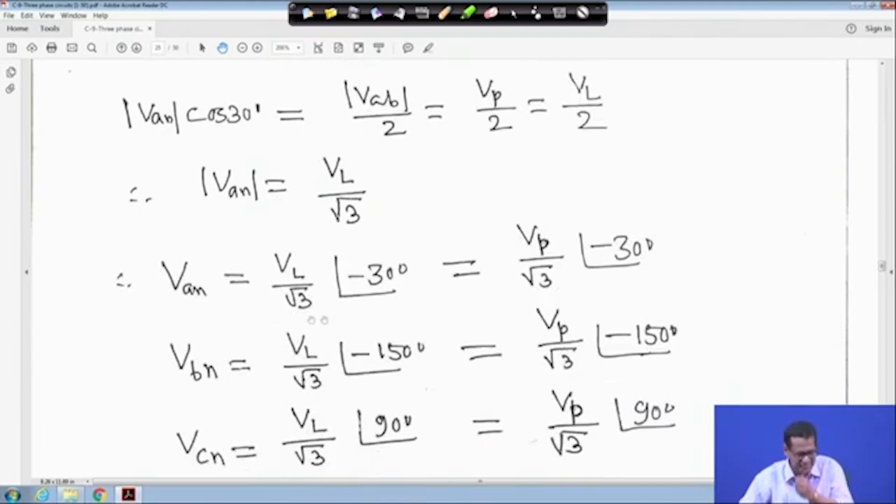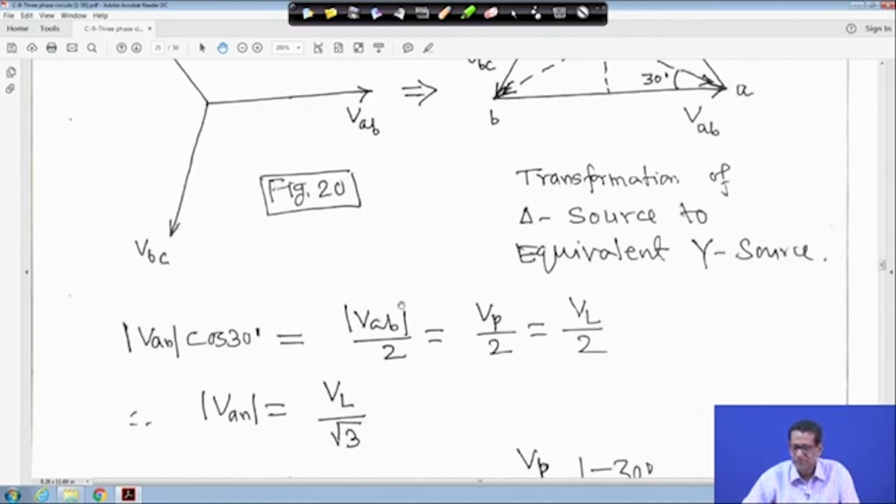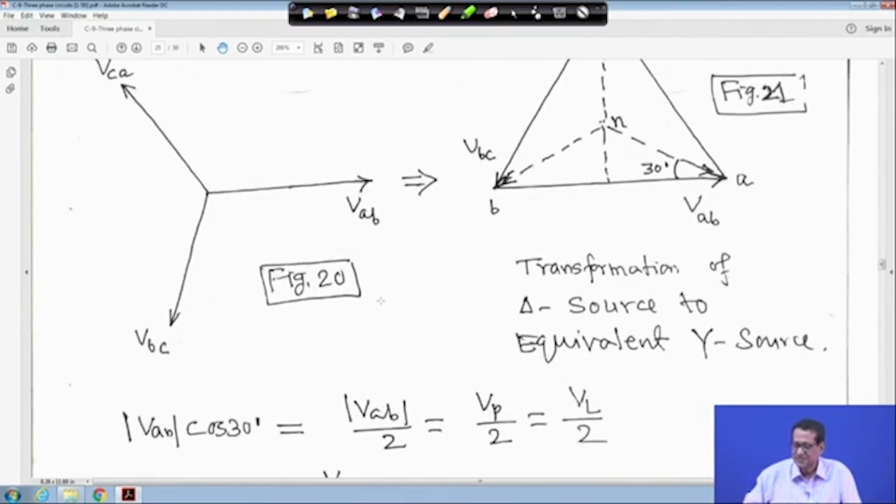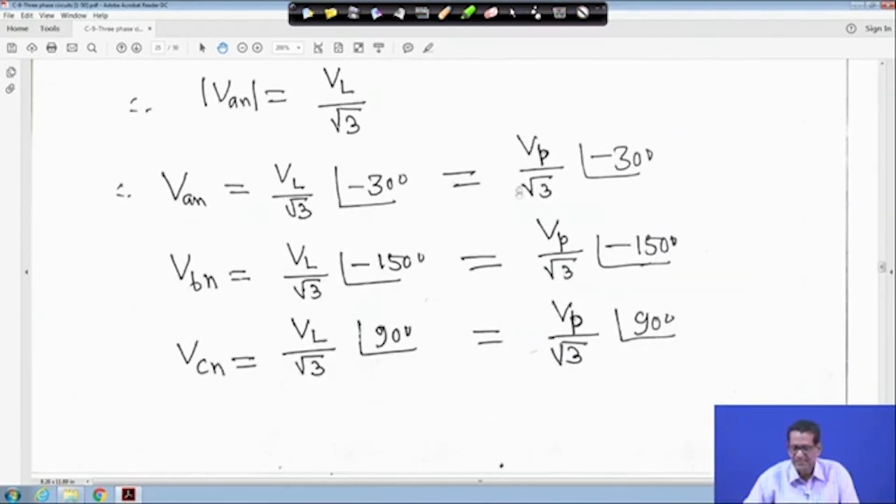Therefore, we can write VAN is equal to VL upon root 3 angle minus 30 degree, right. So, that means this is my VAN, right. So, it is in this direction, just as a reference I am putting, this is VAN if I make it, right, because this is this direction. So, VAN will lag from VAB by minus 30 degree. So, that is why your VAN is equal to VL upon root 3 angle minus 30, so VP upon root 3 angle minus 30 degree. Similarly, for VBN and similarly for VCN.